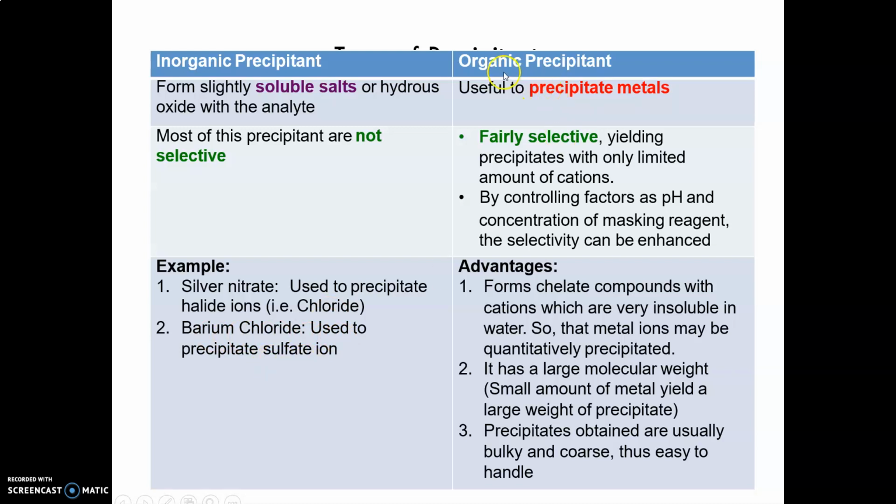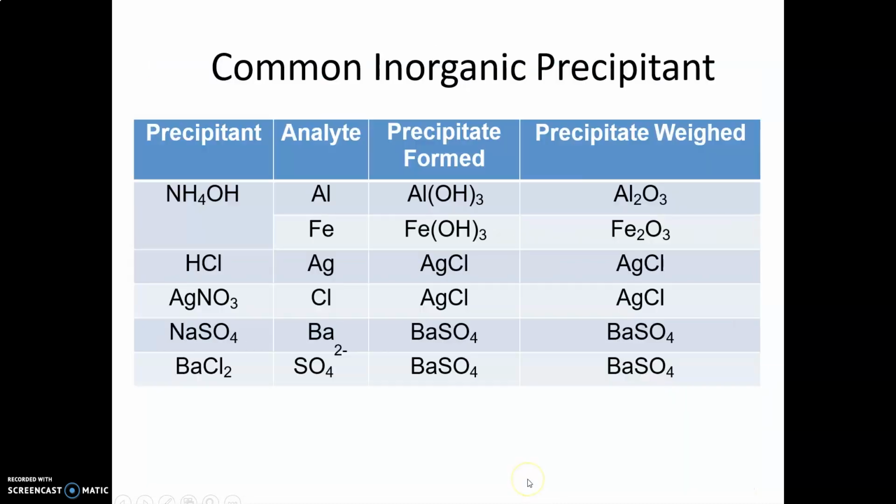So what is the advantage of organic precipitants? It forms a chelate compound with cations, which is very insoluble in water, and it has a large molecular weight. And then third, the precipitates obtained are usually bulky and coarse, thus easy to handle. Okay, this one is the common inorganic precipitate that you should remember. You should remember because this is very important. Okay, so this is the list of precipitants and analytes. Okay, and then precipitate form and precipitate weight.